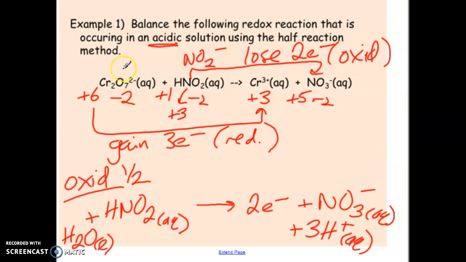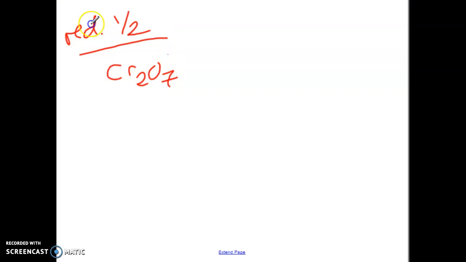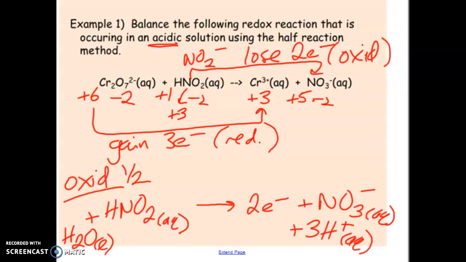This is where we're going to now have our dichromate becoming chromium ions. Okay, so we have our reduction half reaction. We're going to have our dichromate, I'm just going to rewrite this out here, 2-. And I'll go back to look at the electron count in a second. Chromium is going from +6 to +3. So each one of those chromiums has to gain 3 electrons.